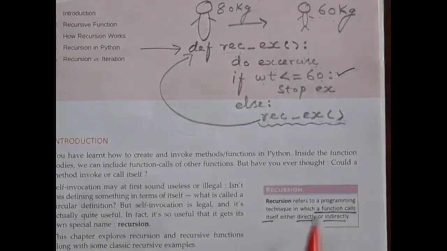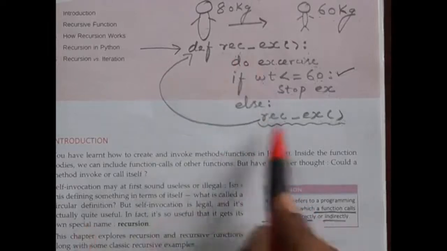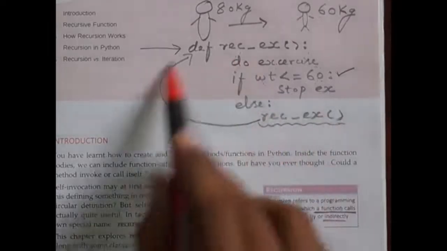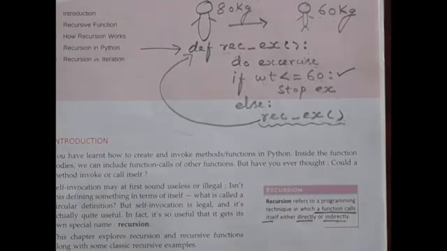I told you there are two types of recursive function. One is direct recursive function. Another one is indirect recursive function. And this is what kind? A function which calls the same function. Does that come under direct or indirect? Yes, it is a direct recursive function. Clear? Okay. Listen.